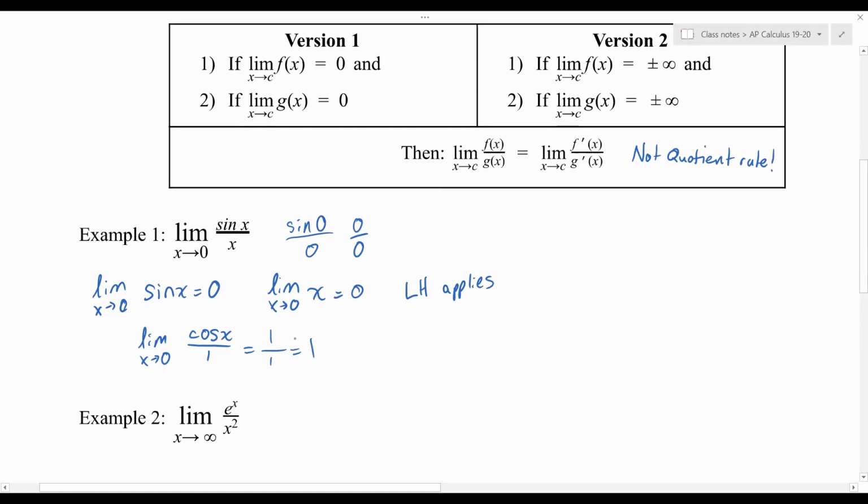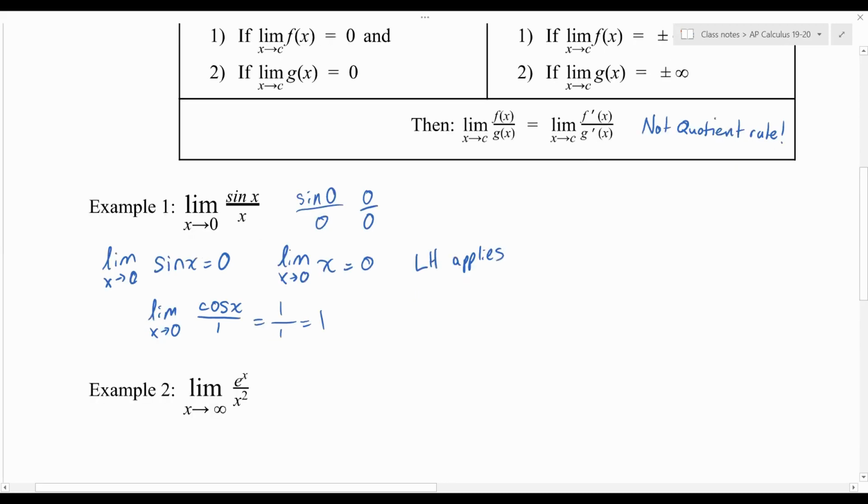Now, when we have 0 over 0 here at the top, it's very important that you don't put an equals sign, because an indeterminate form is not equal to this limit. So be careful, do not put equals here. That is not correct, so I'm going to erase that.